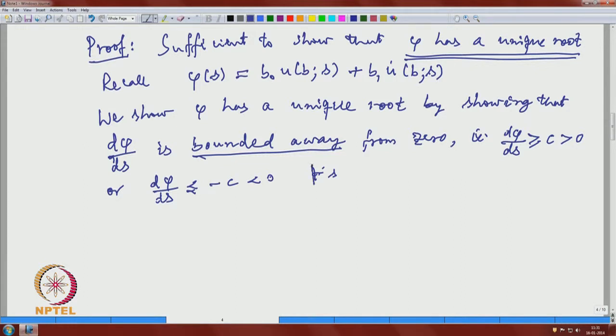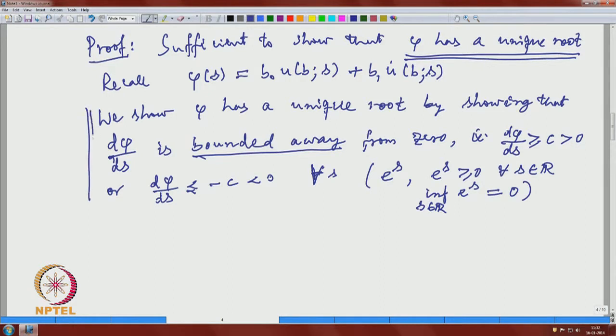Just as an example, if you take e to the s, its derivative is e to the s. The derivative e to the s is bigger than or equal to 0 for all s in R, but it is not bounded away from 0. The infimum of e to the s over R is 0. So, e to the s is not an example. Once this is satisfied, you can show that.